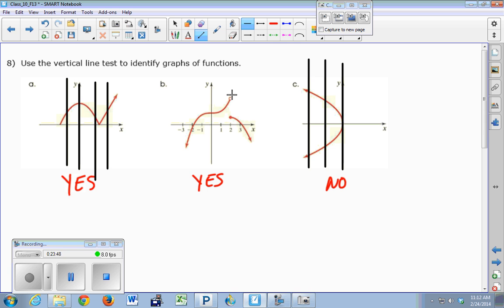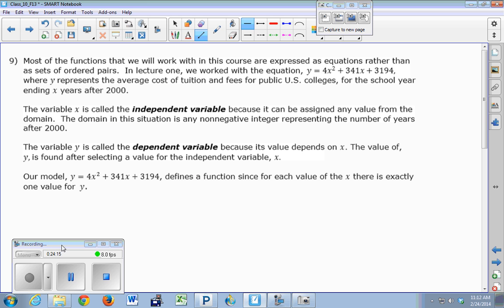And 2 is defined to be whatever this value would be. You could say that point's (2, 1). And it's not defined up here. That's why there's an open circle. So if you drop a vertical line straight down through x equals 2, it only hits this graph at one spot where it's defined. Let's call that point (2, 1). So this is a function. That's a little tricky the first time you see it.